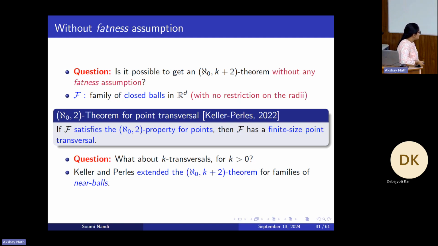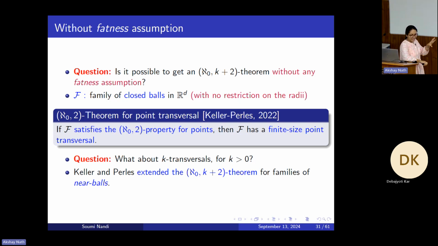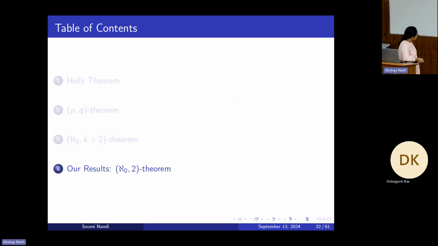And so the next question is, for higher dimensional transversals, can we reduce this fatness assumption? So for k-transversals, where k is strictly greater than zero, they could not prove this for a family of balls. Rather, they proved it for near balls, where small r and capital R satisfy some condition. We studied this infinite PQ theorem for axis parallel boxes and axis parallel k-flats.